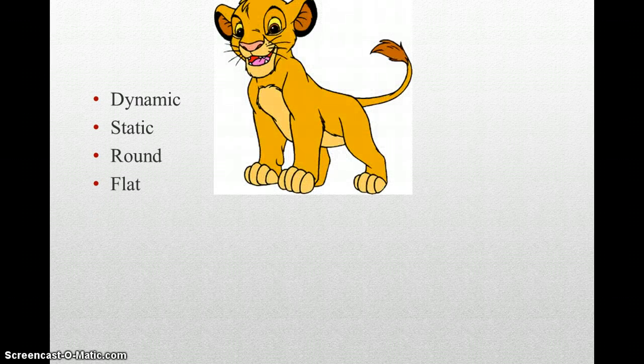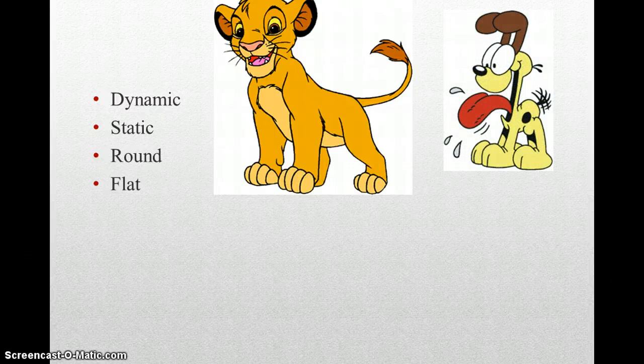We have dynamic characters, which are like Simba, because Simba changes. Not only does Simba grow physically, but also morally and emotionally as we move through the movie of The Lion King. Simba is a dynamic character. We have static characters, which are kind of like Odie. Static characters stay the same. So a character can either be static or dynamic, but they cannot be both.